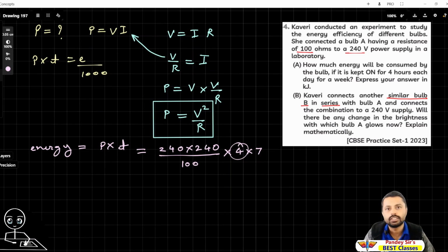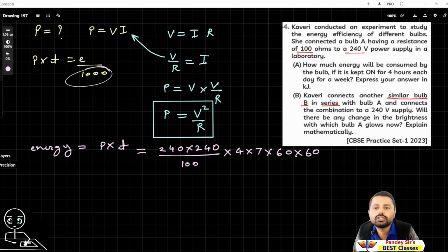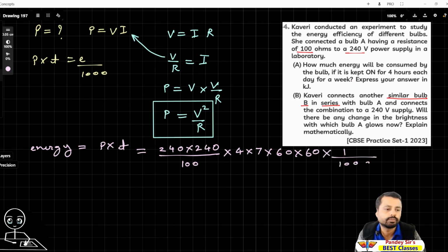Now 1 hour is 60 minutes, so into 60, and again we have to divide all this by 1000, because we have to convert to kilojoule. So into 1 by 1000 you can do, or you can do this step later. It totally depends on you. I wrote this here to save time, because we can directly cancel these zeros.